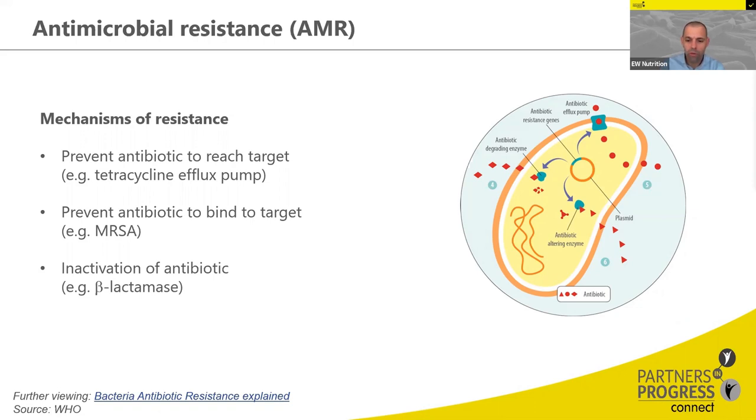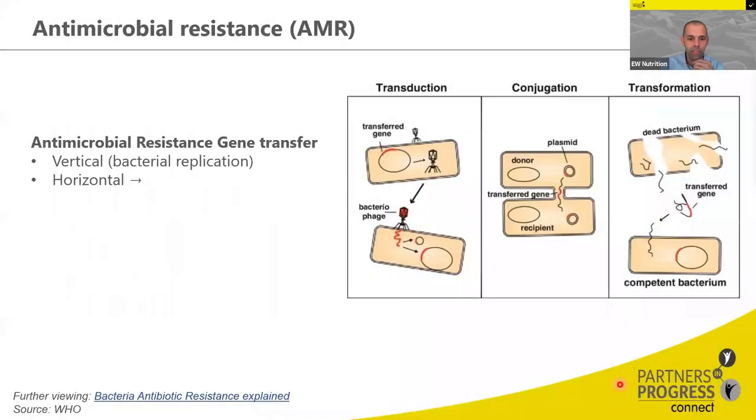Now, antimicrobial resistance genes can either be located on the circular DNA of the bacteria, the host chromosome, but more often ARGs are located on small DNA fragments that are called plasmids, like here. These are far easier to exchange.